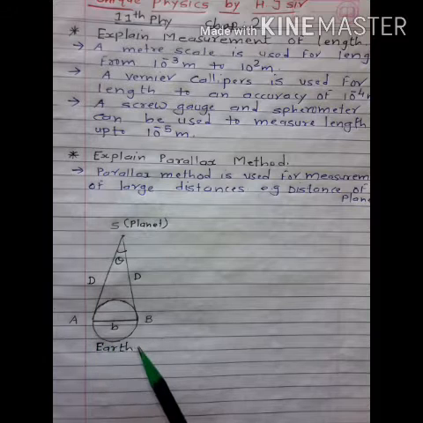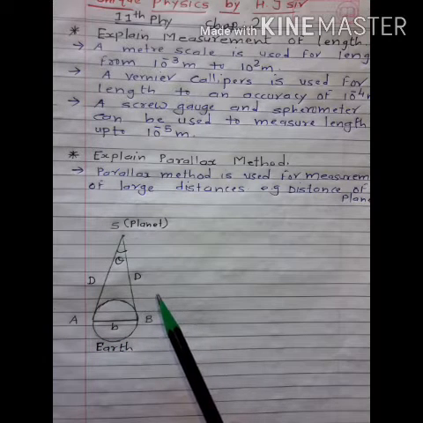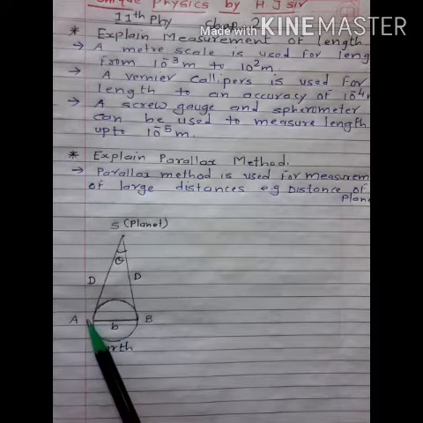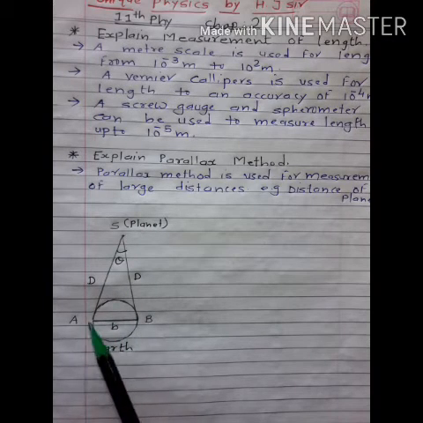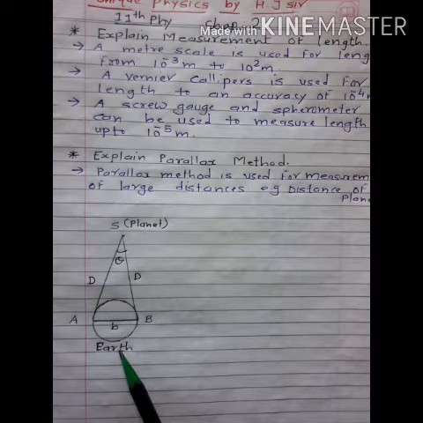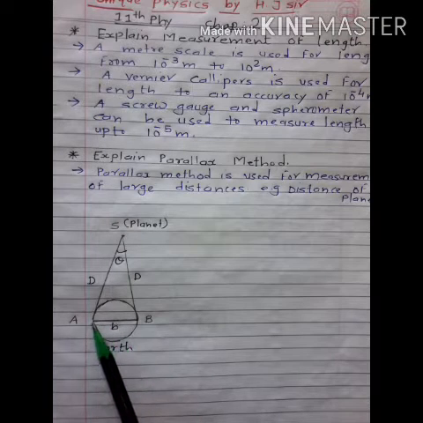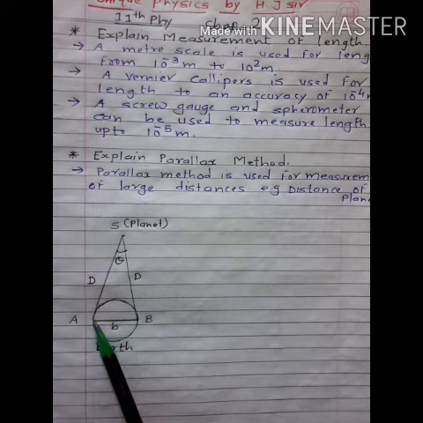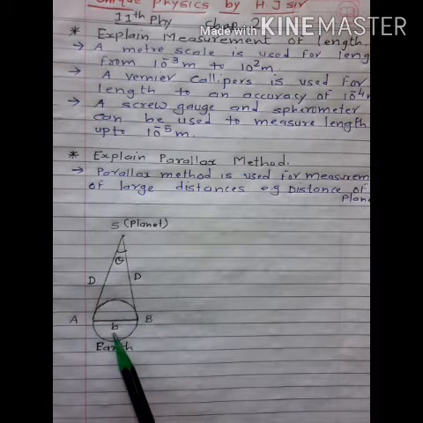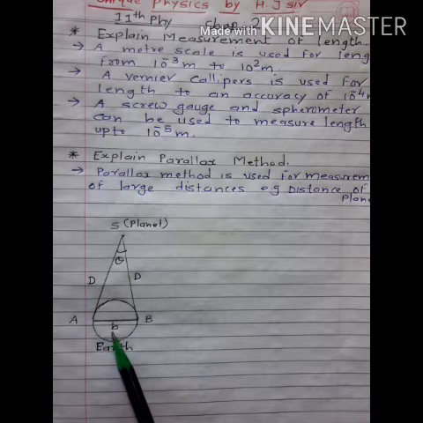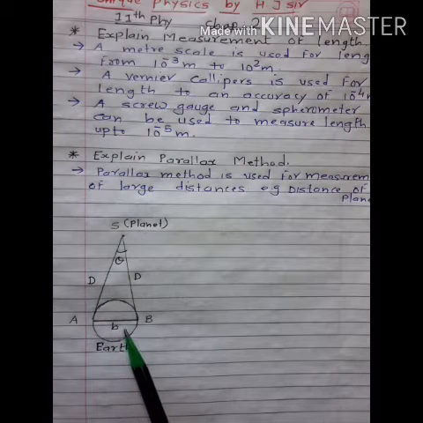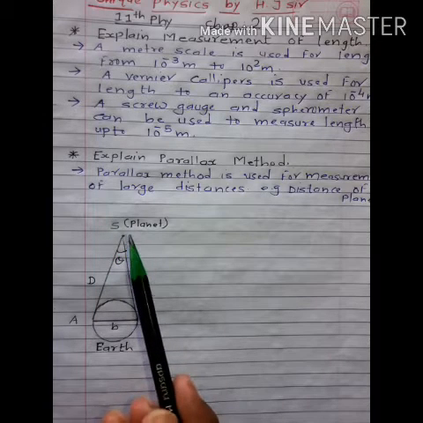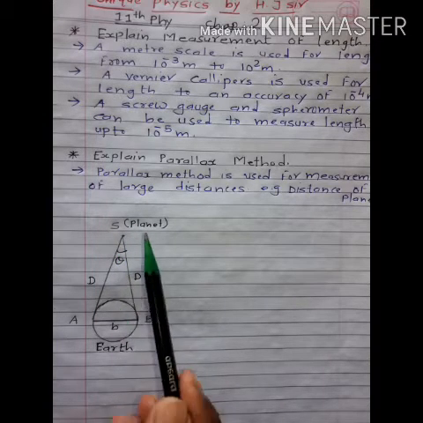This is the figure of parallax method. In this figure we consider two diametrically opposite points A and B on the surface of earth. Clear? Two diametrically opposite points, and the distance between A and B is known as basis. It is denoted by small b. Now here this is the planet. Here we want to measure distance of the planet from earth.